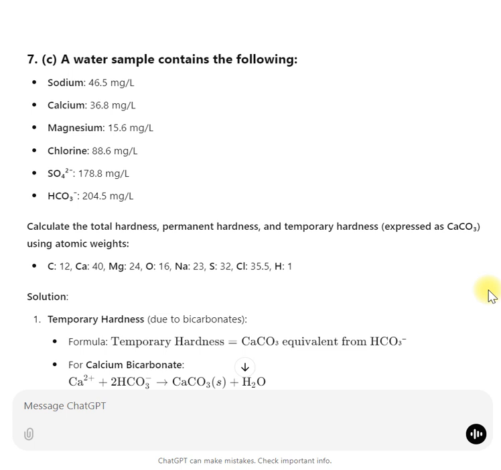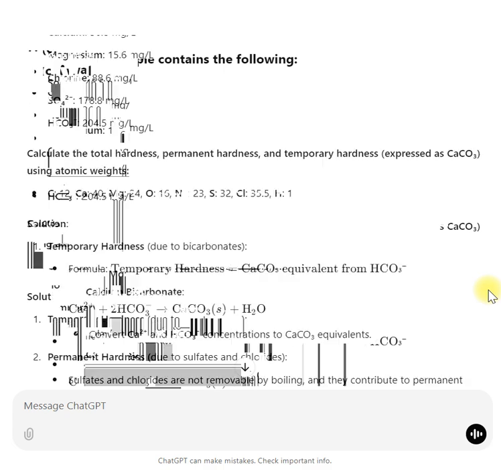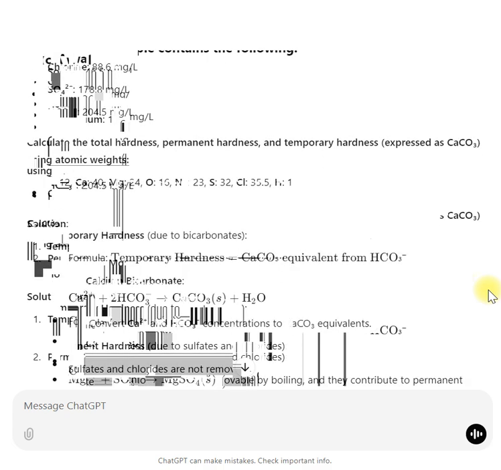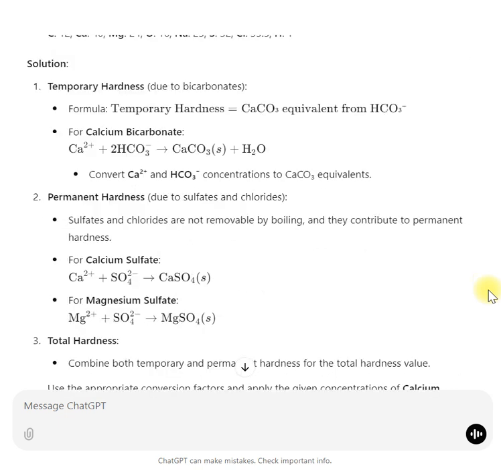Ca 40, Mg 24, O 16, Na 23, S 32, Cl 35.5. Solution 1. Temporary hardness due to bicarbonates. Formula: temporary hardness, CaCO3 equivalent from HCO3-. For calcium bicarbonate, Ca2+ + 2HCO3- → CaCO3(s) + H2O. Convert Ca and HCO3 concentrations to CaCO3 equivalents.